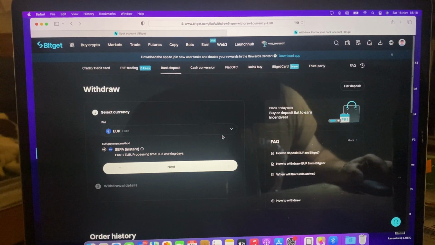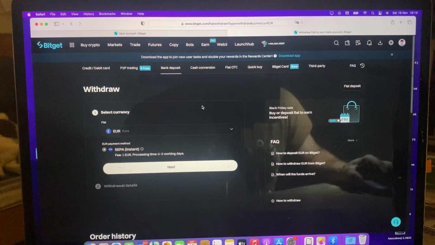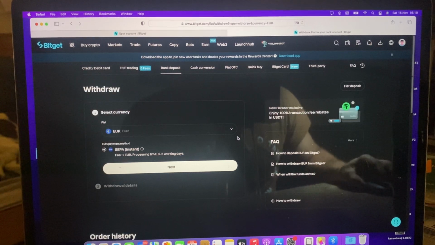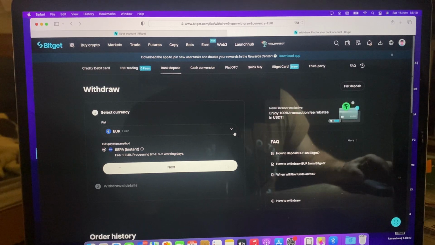I hope it was helpful. This platform is quite complicated, as I said before. It's easy to buy crypto everywhere, but it's not so easy to sell the crypto and transfer your money in euro to the bank system, to your bank account.